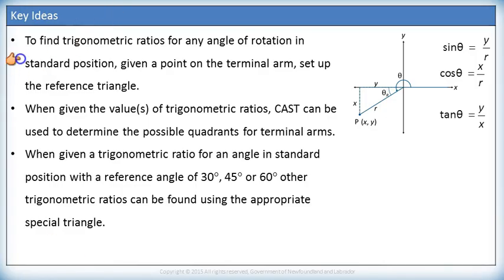In all of these examples, we used a reference triangle, and we could use CAST in examples 2 and 3 to help us locate the possible quadrants for terminal arms. And when you are working with a special reference angle of 30, 45, or 60, make sure you use the appropriate special triangle.